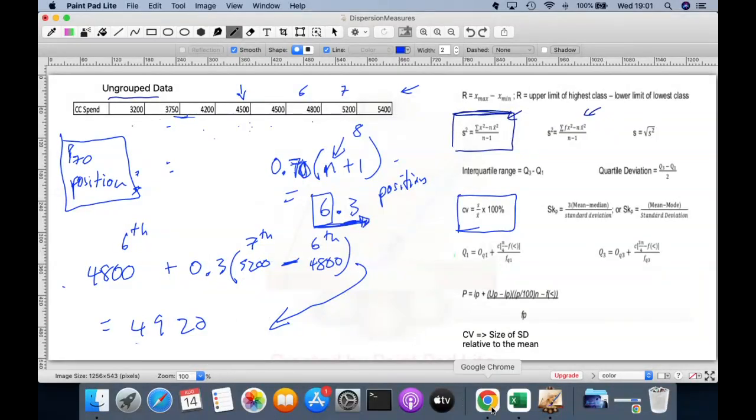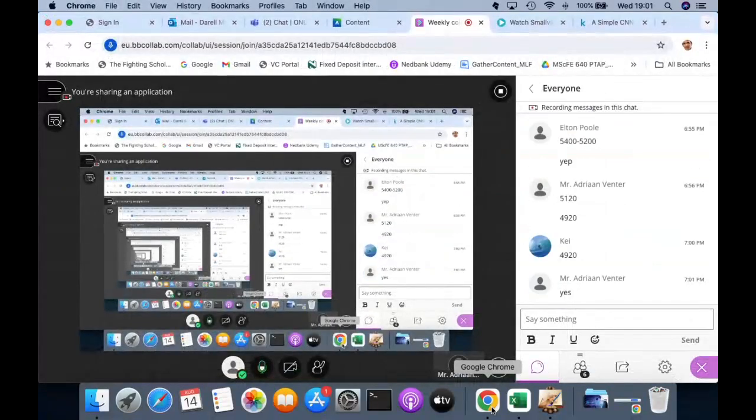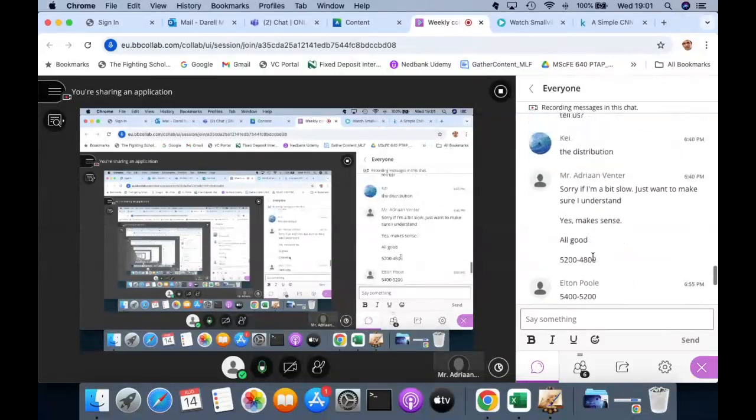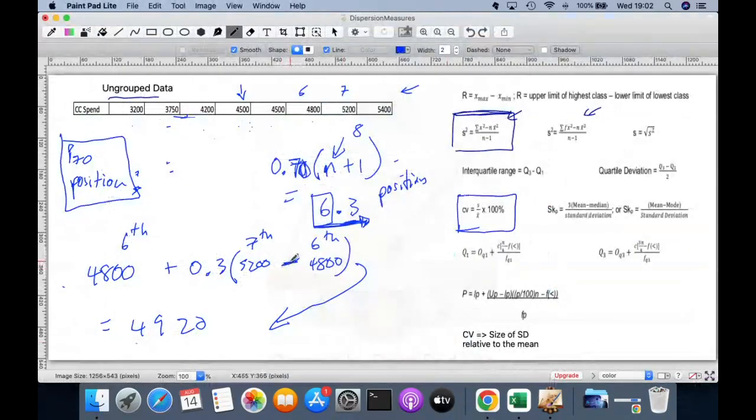Okay, all good? Everyone happy with that? Any questions? All good. All right, so that's pretty much ungrouped data. Now we're going to do the same measures, but we're going to do it for group data.